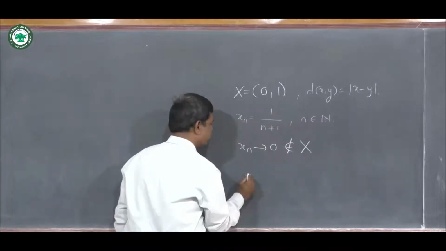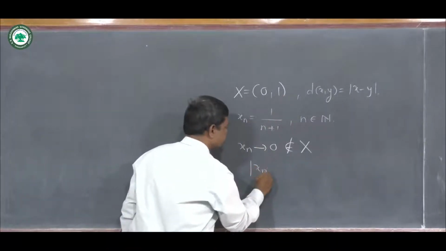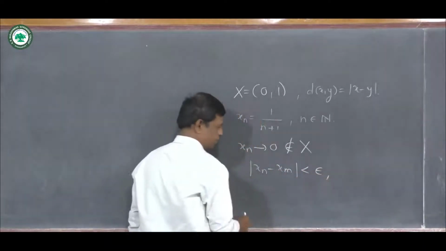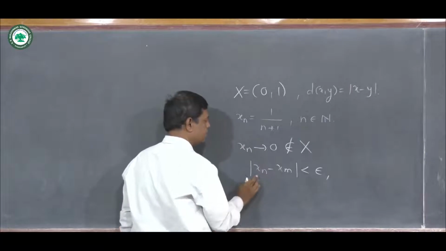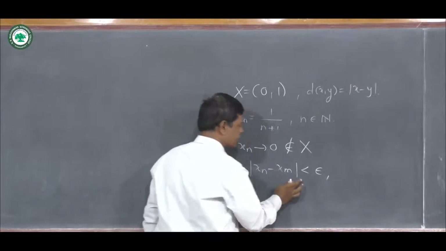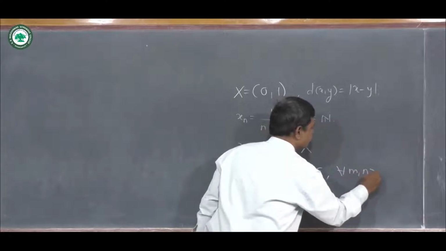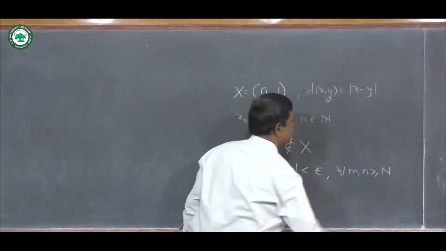Remember that this sequence also satisfies the condition that the absolute value of xn minus xm is less than epsilon for all m and n greater than or equal to N.